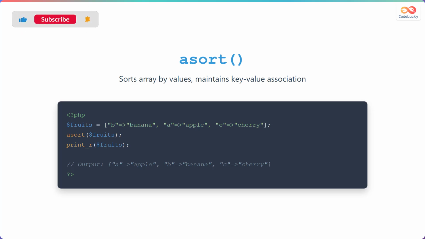Next, we will discuss the asort function. The asort function sorts an array in ascending order, similar to the sort function. However, the key difference is that asort maintains the key value associations after the sorting. This is particularly useful when you want to preserve the original keys while sorting the array by values. Looking at the example, we have a fruits array with the keys B, A, and C corresponding to banana, apple, and cherry respectively. After using the asort function, the array is sorted alphabetically by value, resulting in A for apple, B for banana, and C for cherry. Notice that the keys are preserved and still point to their original values.